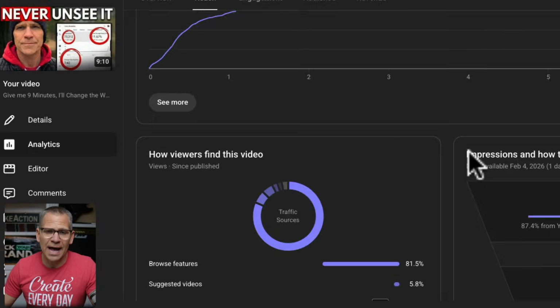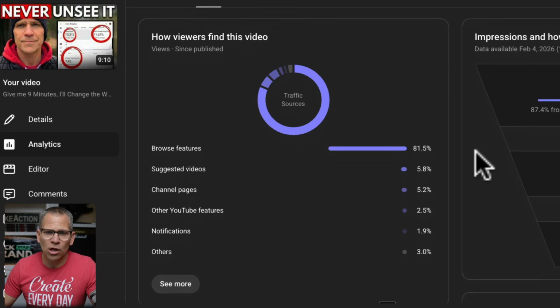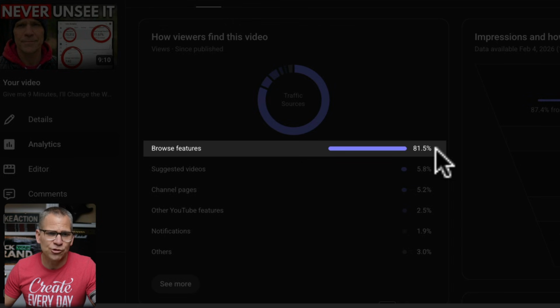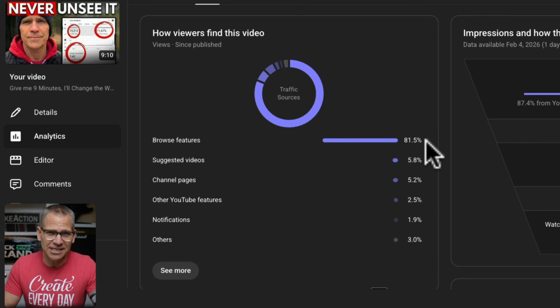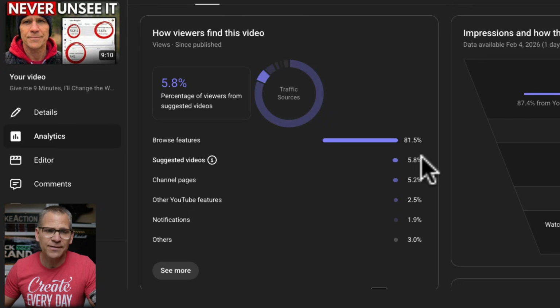So if I scroll down right here, here are all of the different traffic sources. We have 81.5% is browse. Anything over 60% is amazing. So this is off to a really, really good start. And if you're in suggested, that's good too.